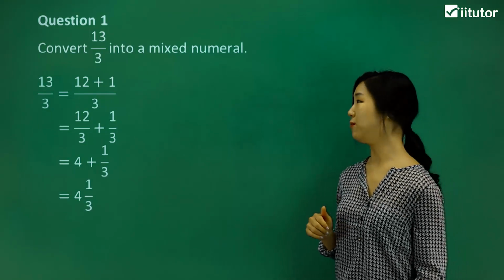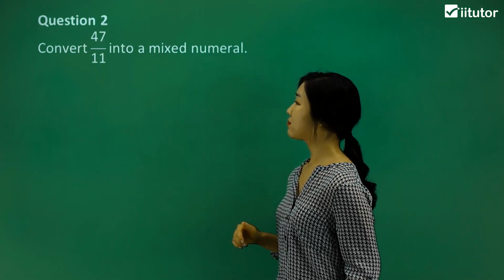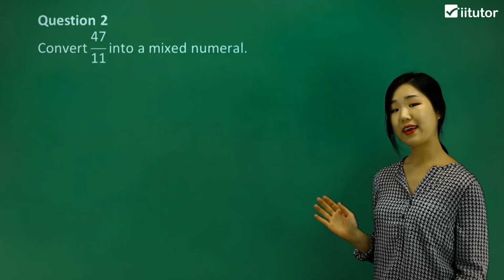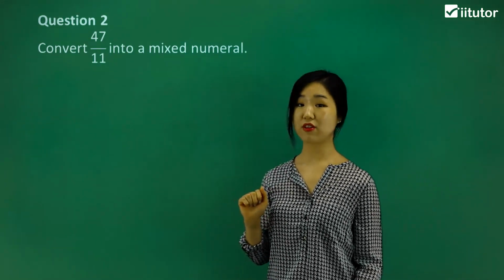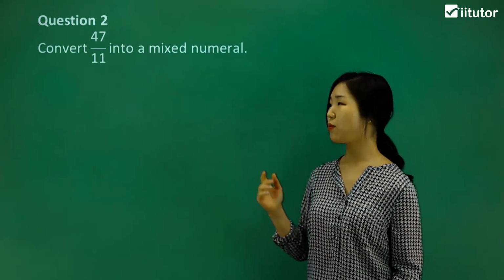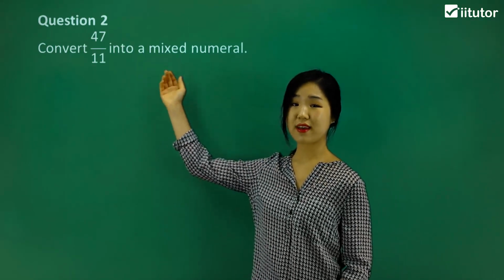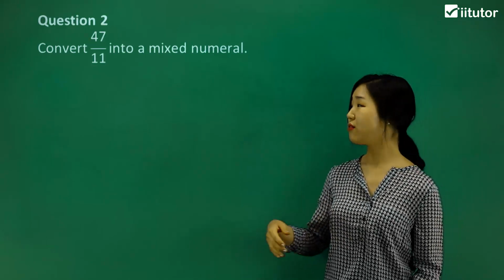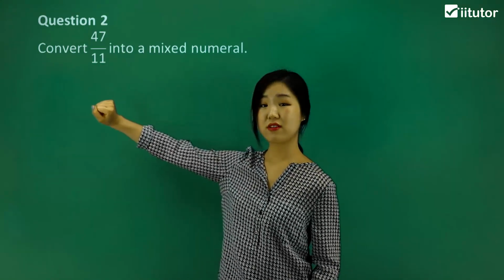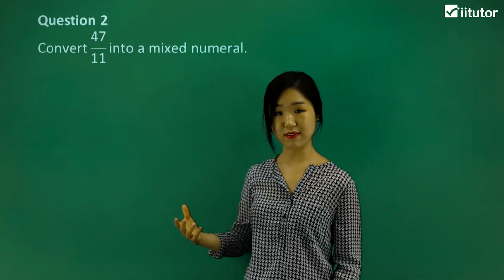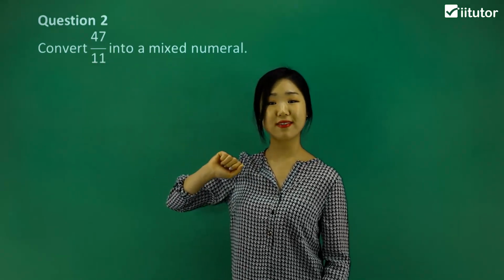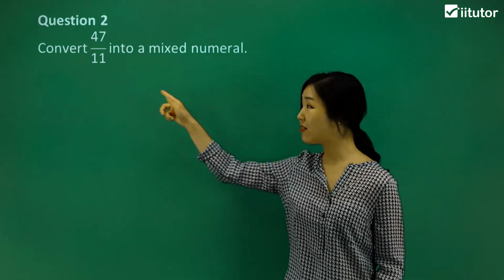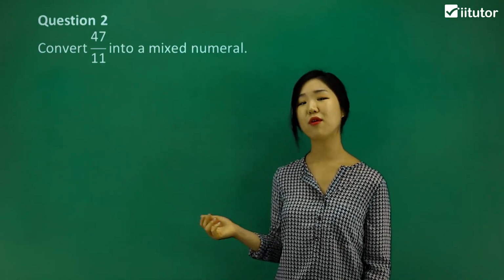Let's do a bit more. We'll do question 2. Convert 47 on 11 into a mixed numeral. Again, we're going to change this improper fraction into a mixed form. And again, we know that it's improper because the numerator is larger than the denominator. So guys, keep thinking to yourself, how many lots of what's on the denominator, so how many lots of 11's could fit into 47? Well, I know that 11 times 4 will become 44.